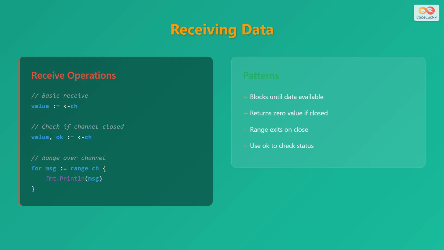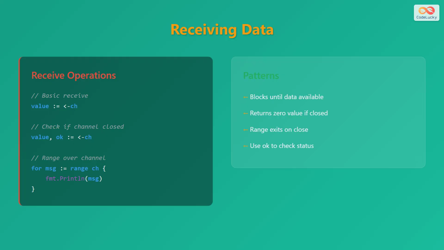You can also check if a channel has been closed while receiving data. When a channel is closed, it will return the zero value of the channel's type, along with a Boolean value indicating whether the channel is open or closed. For example, value, ok := <-ch. To iterate over a channel and receive values until the channel is closed, you can use the range keyword in a for loop. For example, for message := range ch.